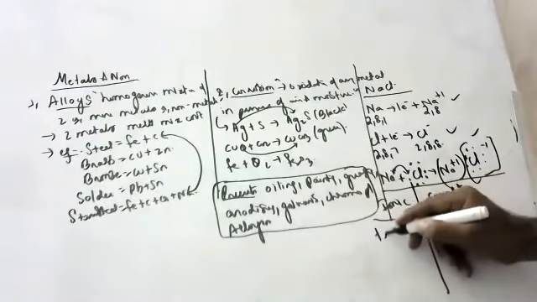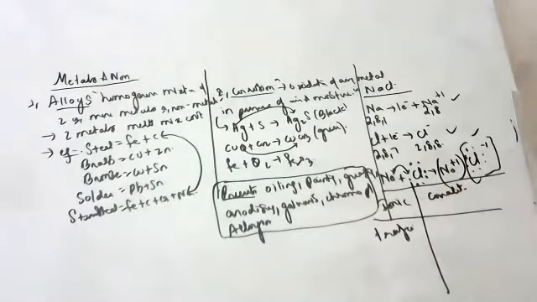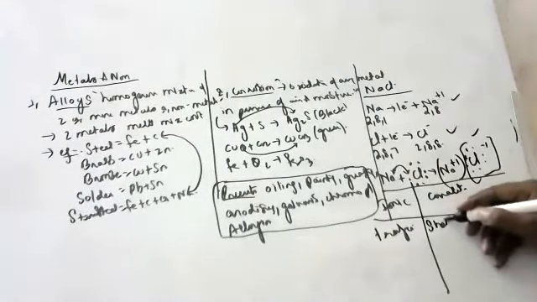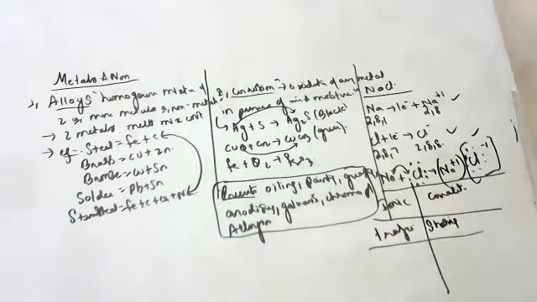Ionic bonds are formed by transfer of electrons, and covalent bonds are formed by sharing of electrons. Okay, children? Covalent bonds are formed by sharing of electrons, and ionic bonds are formed by transfer.